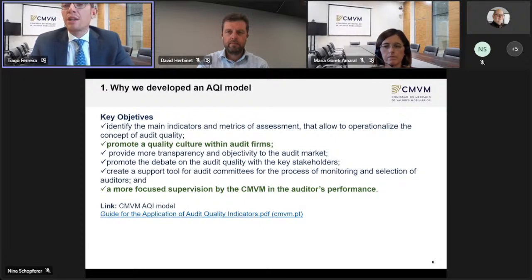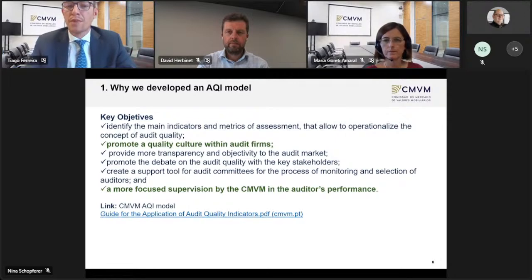We know that the concept of audit quality is complex and is composed of several aspects, such as the law and regulation framework, inputs given by audit clients, culture factors, and so on. Although, our AQI model tries to structure some critical aspects that contribute to audit quality. So basically, we anticipate six AQI objectives, but I would like to highlight two of them.